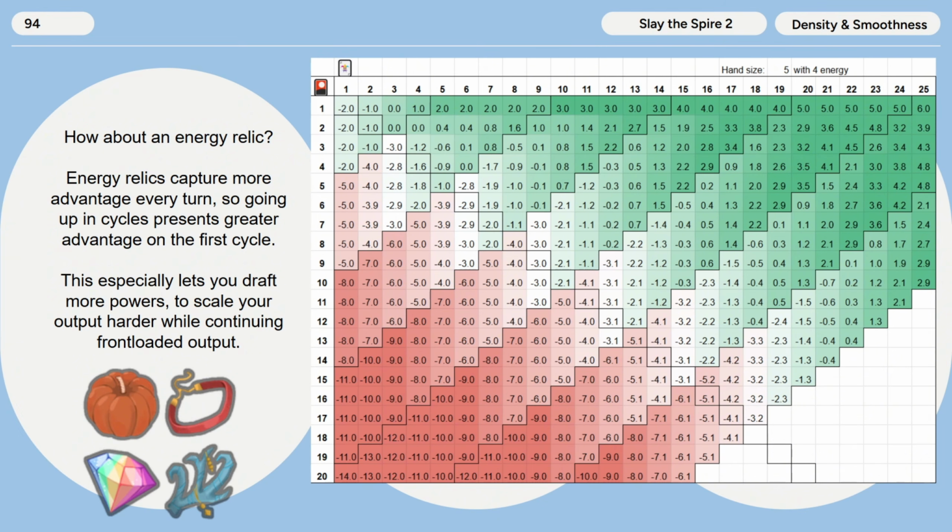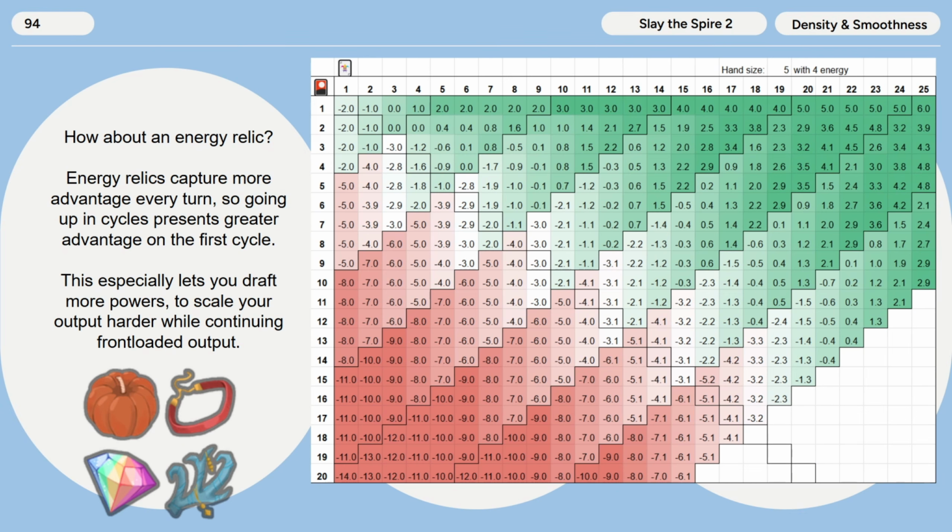So maybe something to think about with an energy relic is that on the first cycle through your deck, it's going to let you block incoming damage instead of face tanking whilst you deploy your powers. Maybe that's a way to minimally assume that your energy will be useful and save you HP.